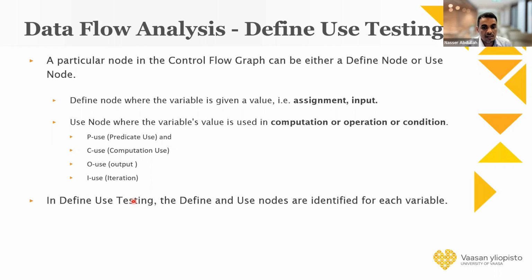We have the define if we have an assignment, for example x equal to 1, so this is define, or input, this is define. If we have other things like a predicate, computations, output, or iteration, we can say it is used. Okay, this is the first point.